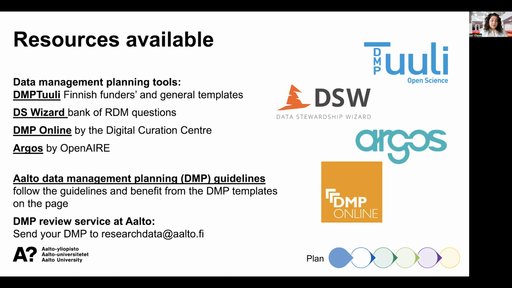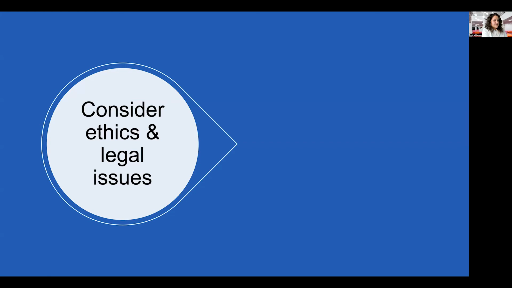And for those in Aalto, we also offer a review service. So if you do need to submit a DMP for a funder, you can send it to researchdata@aalto.fi for a review. We'll give you some notes on it, just help refine that plan. So that should get you started with the planning of your research.